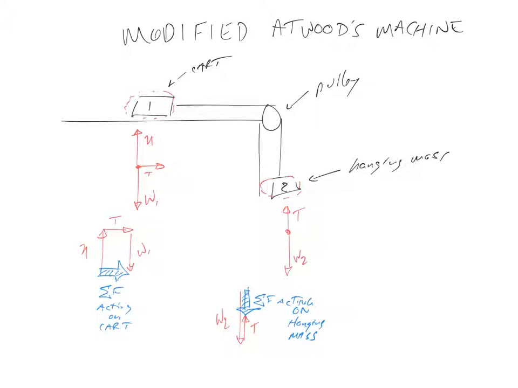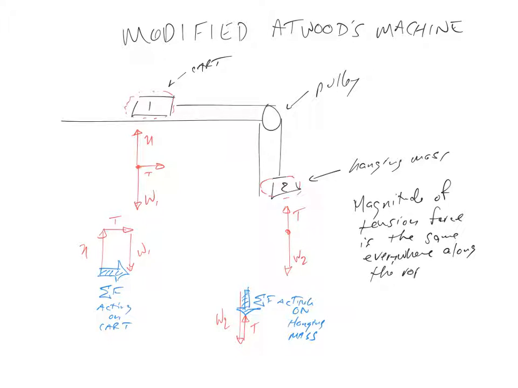Okay? Now, some basic ideas that are important here: the magnitude of the tension force is the same everywhere along the rope. So this tension and this tension should be the same magnitude.